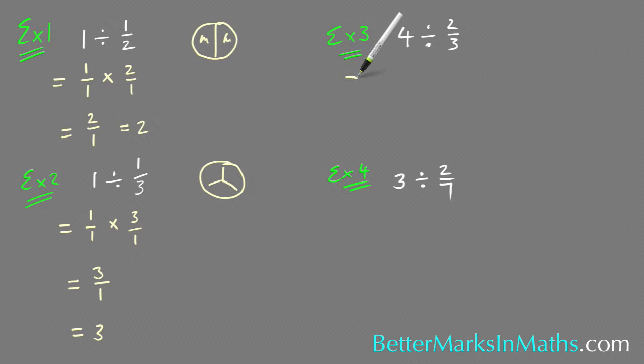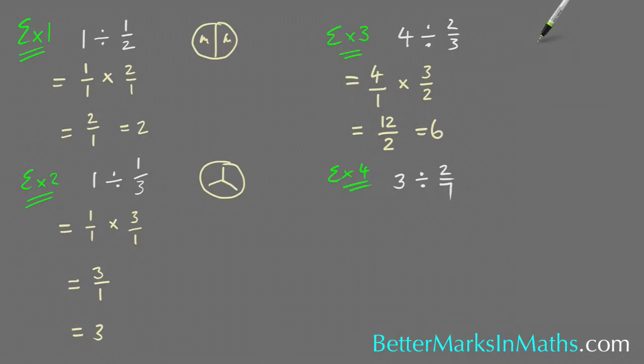Example 4, 4 divided by 2/3. So once again, put the 4 over 1. 4 is equal to 4 divided by 1. Change that to times, and then turn the fraction upside down, and then multiplying top numbers together. 4 3s are 12. On the bottom, 1 times 2 is 2. How many 2's in 12? The answer is 6. And you can show by drawing a diagram that this is the case.